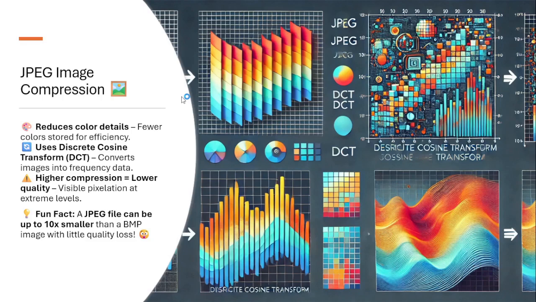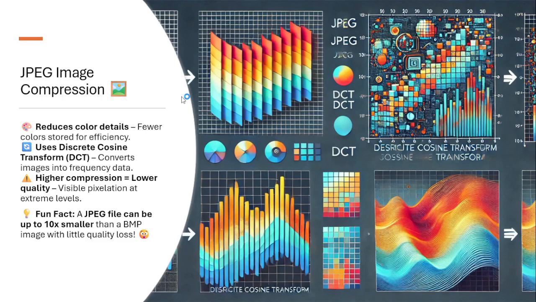Now I'll talk about JPEG. JPEG compression is a clever way to make image files smaller while keeping them visually appealing. JPEG reduces file size by simplifying color details. Instead of storing every single shade, it keeps only the most important colors, saving storage space without much visual change.